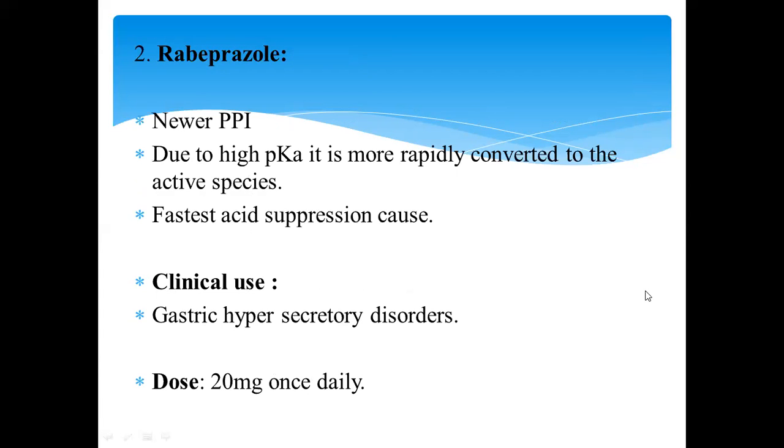The next drug, rabeprazole. This is a newer PPI. It is claimed to cause the fastest acid suppression due to its higher pKa, and it is more rapidly converted to the active species. Clinical uses: it is used in gastric hypersecretory disorder. The mechanism of action for this is the same as omeprazole. Dose 20 mg once daily.